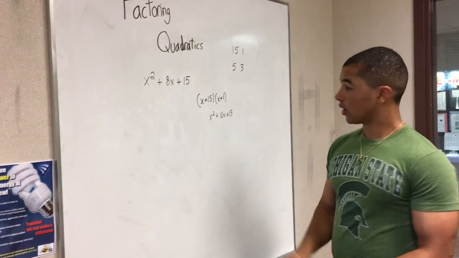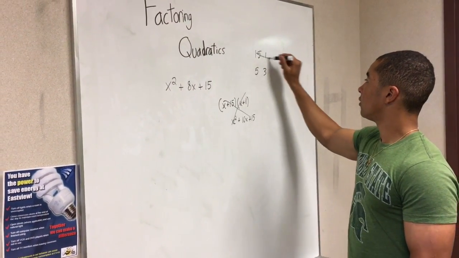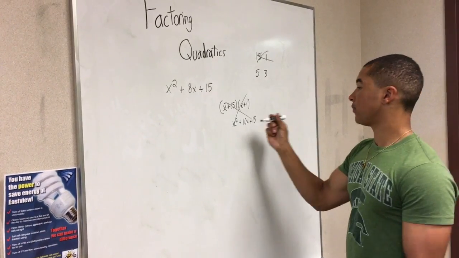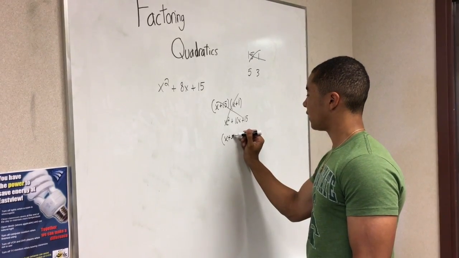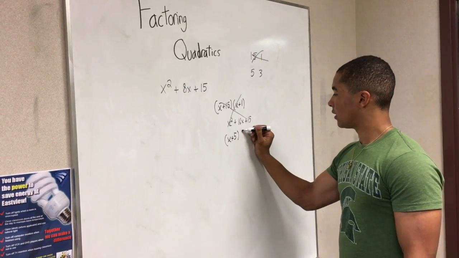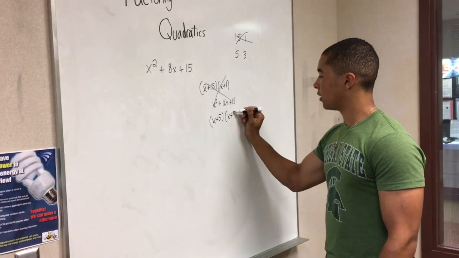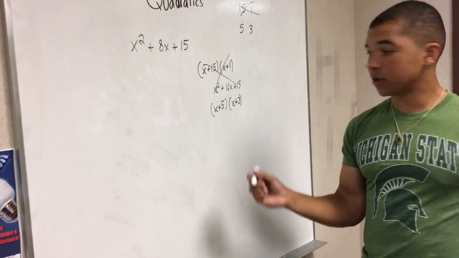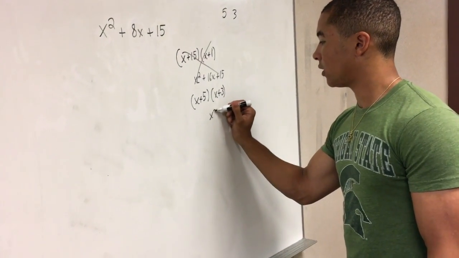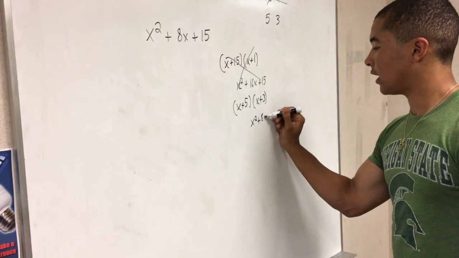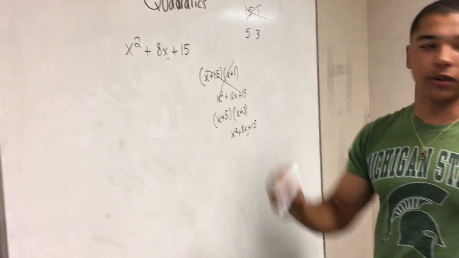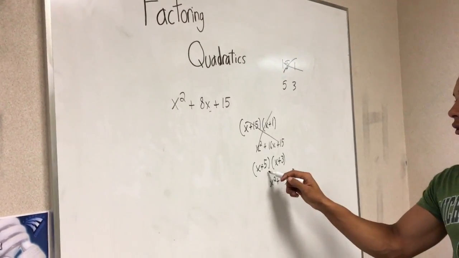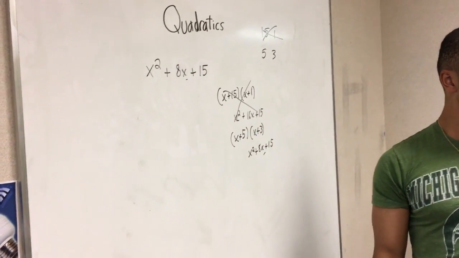So if these do not work, then you need to try with 5 and 3. So we set up the same equation, x plus 5 times x plus 3, and then you FOIL this one out, you get x squared plus 8x plus 15, which matches up with our first equation. So this would be the factored out form of x squared plus 8x plus 15.